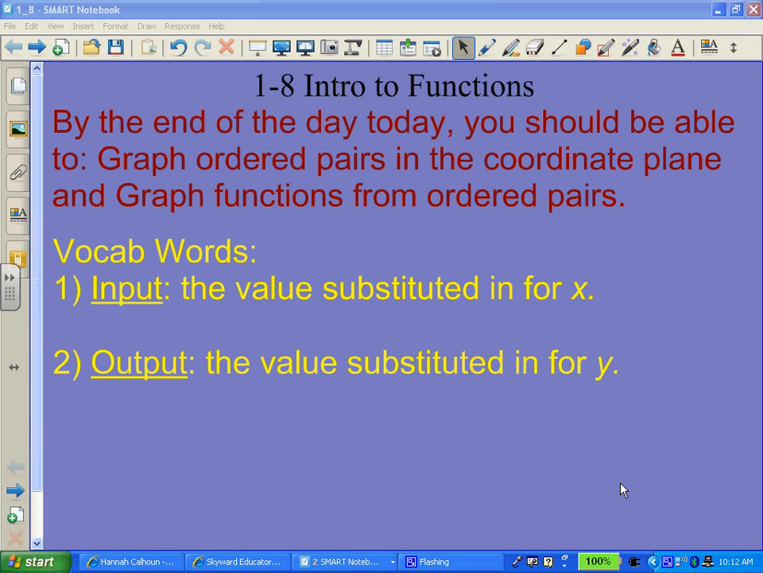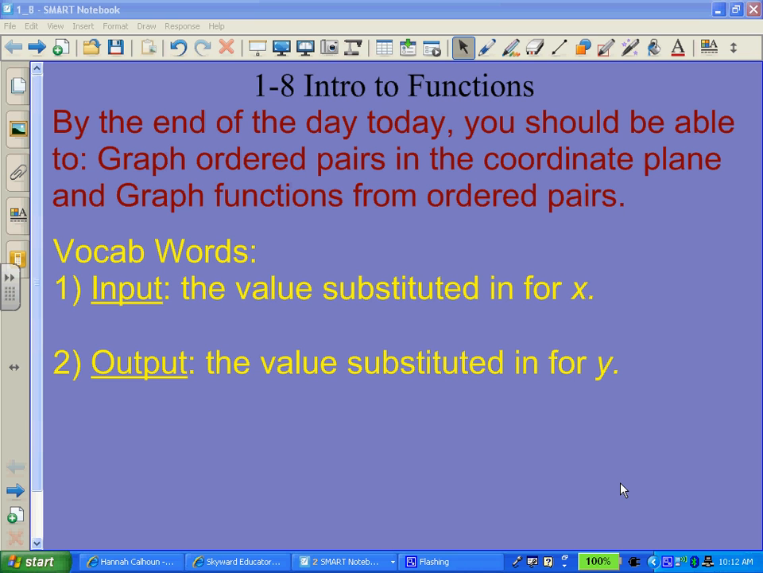I believe you learned about functions before. Usually they talk about functions as a machine of some sort. You have an input into the machine. The function does something, whether it adds 4 or multiplies by 3 or whatever, and then it gives you an output, which is your y value.